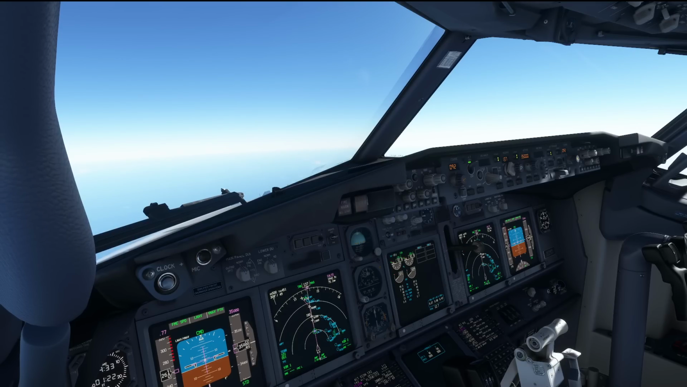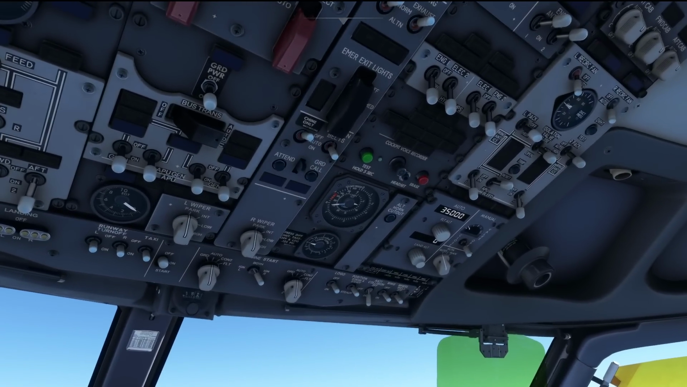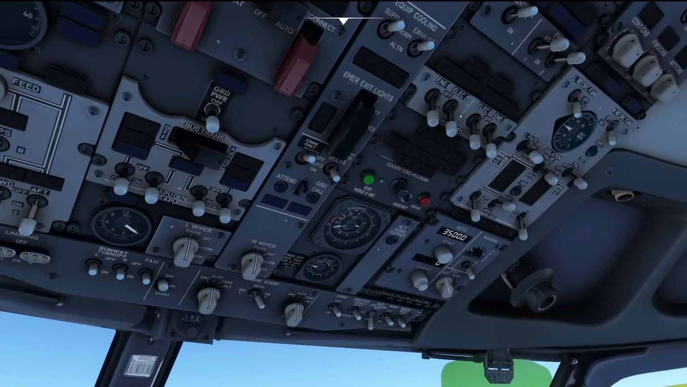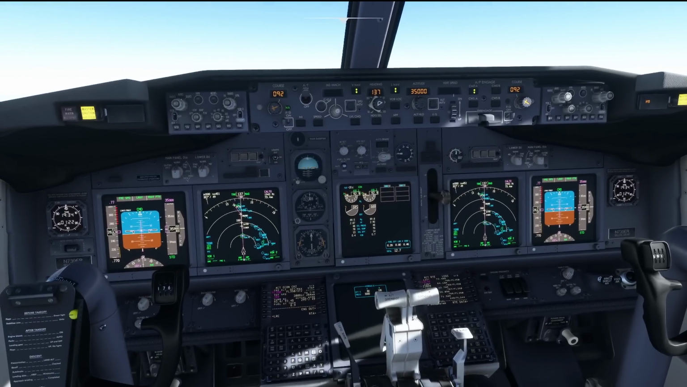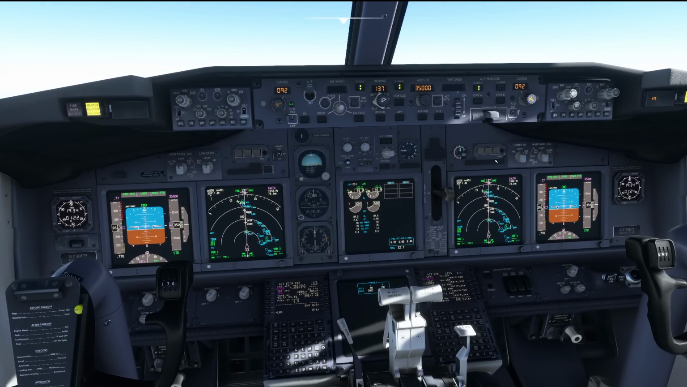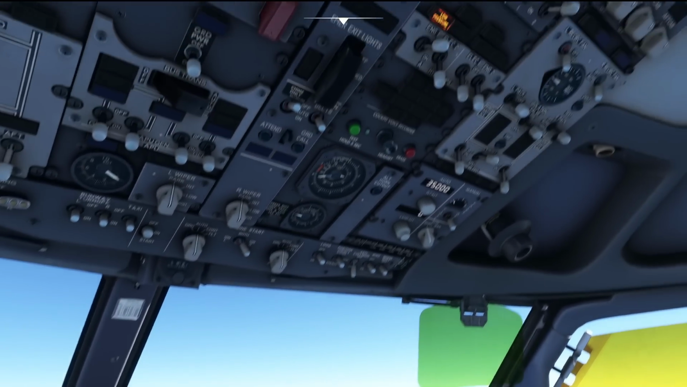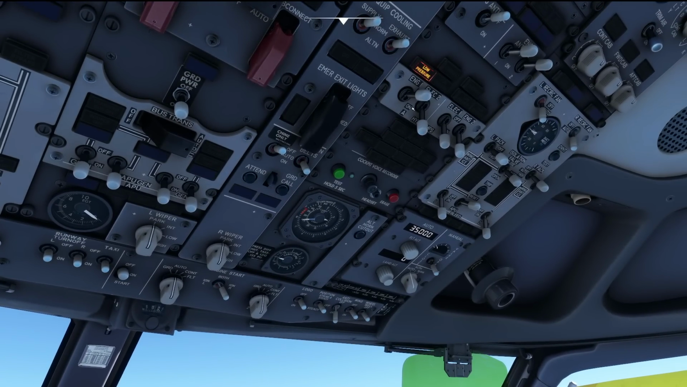So looking at systems, a lot of you would look at, for example, the overhead panel and look at the amount of switches that's simulated up there and the response you get. So if I flick an engine hydraulic pump off, eventually I will get a low pressure light and, well, that's about it, is it? So, yes, that's one way to see aircraft systems.